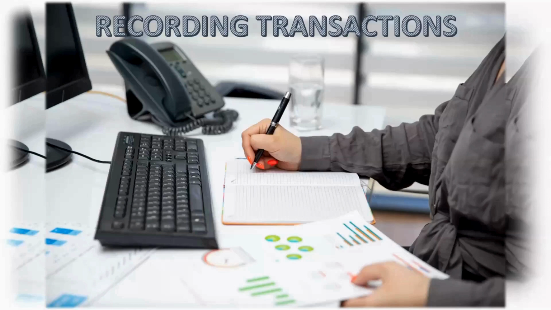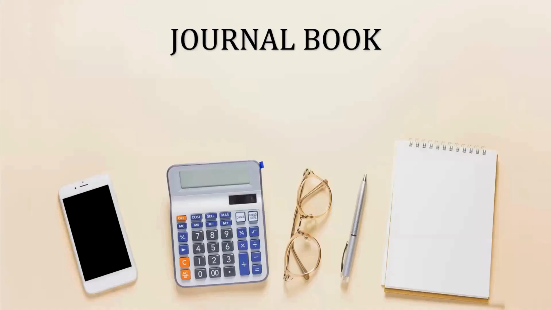Recording transactions: whenever work has been done, it should be recorded in a book. That book is called the journal book. This journal book is the basic or first recording book. Whenever a transaction happens, first we record it in the journal book only.